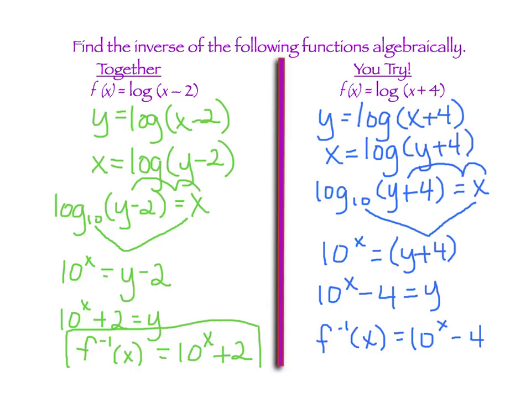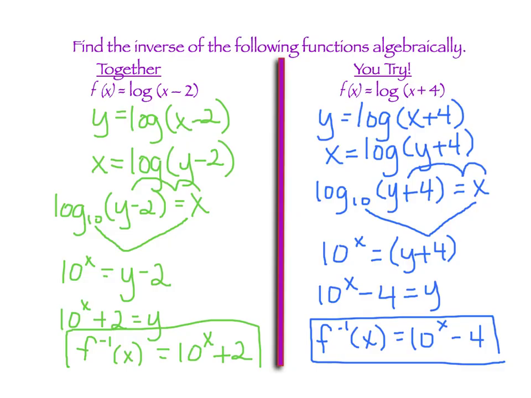And then all we have to do is rewrite it in function notation. And again, we would read this as the inverse of f of x. Sometimes you might hear us say f to the negative 1 power of x, but technically the correct way is to say the inverse of f of x is equal to 10 to the x power minus 4. Now we just found the inverse of a log function. Now we're going to find the inverse of an exponential function.